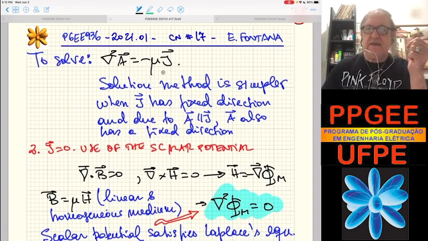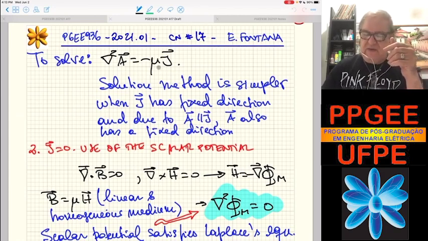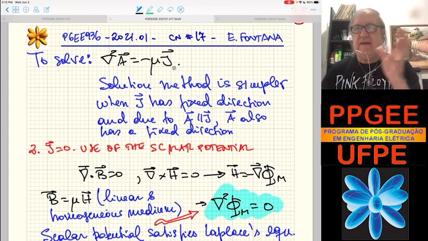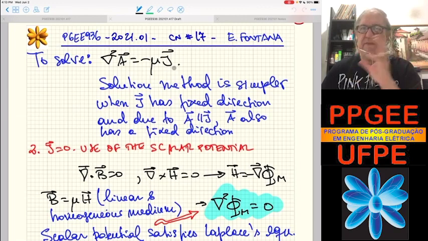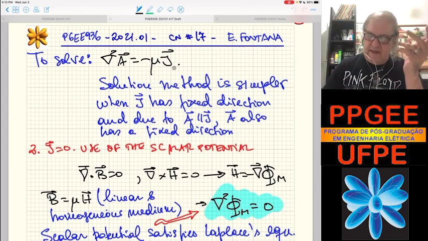If J is constant, the direction is constant. J might be variable, but if the J direction is constant, A is also going to be in the same direction, and it's going to be easier to solve this equation. Otherwise, there is more than one component, and it might be complicated to solve. Not impossible, but it can be solved.